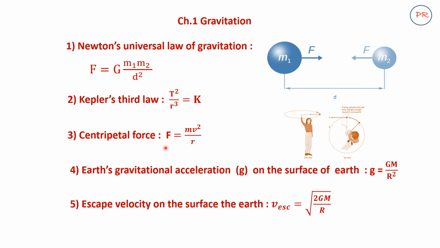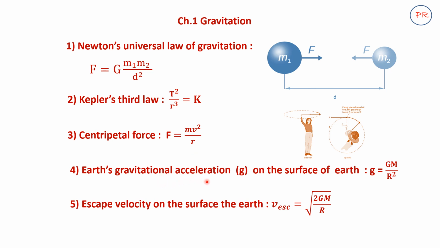Centripetal force F is given by mv square by R. So you can see over here, if anybody is revolving an object in a circular path, then a centripetal force acting on it is given by this formula, where m is the mass, v is the velocity, and r is the radius of the orbit.